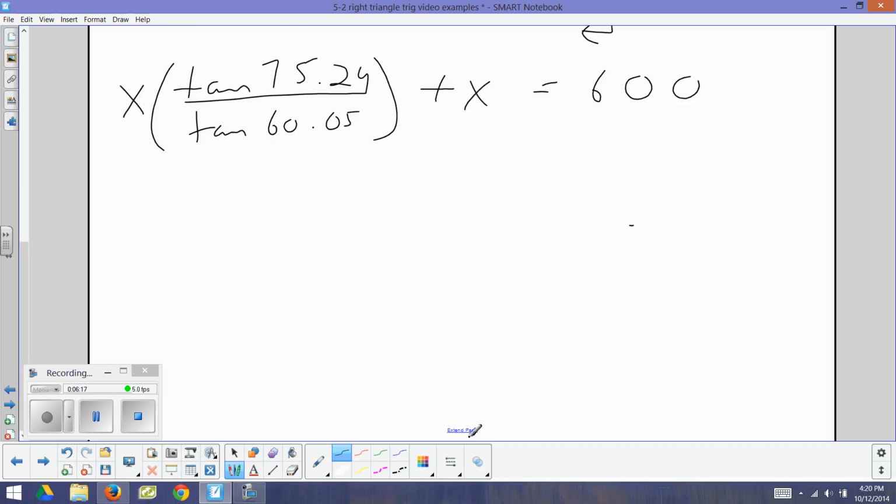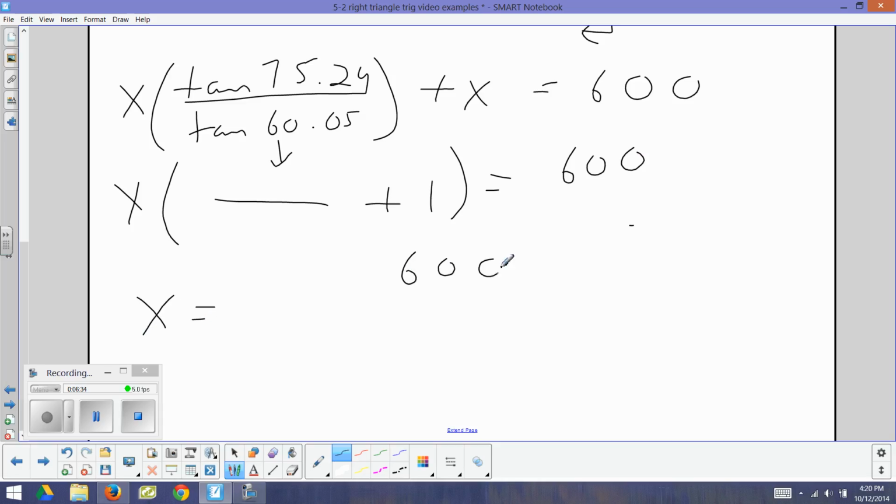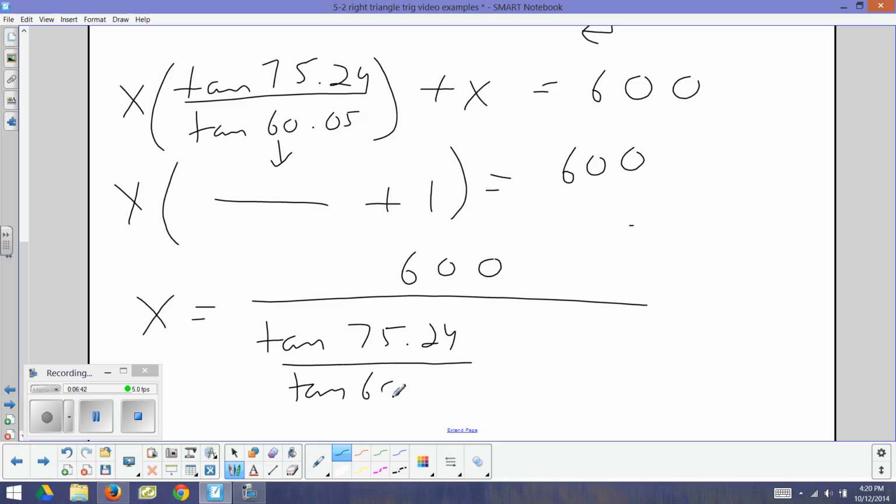I'm going to factor out an x. So I have x times the quantity of, there's that, I'm not going to rewrite it, plus 1 is equal to 600. And then now divide through. So I have x is equal to 600 divided by the tangent of 75.24 over the tangent of 60.05 plus 1. I'm going to wait a minute to give you time to plug it into your calculator. So plug into your calculator the whole equation and see if we get the right answer.